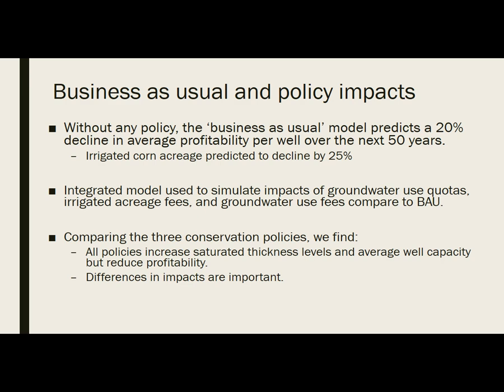Now, to assess the impact of alternative policies, we want to compare those policy outcomes to business as usual. In particular, I'm going to compare policies that implement quotas or water use restrictions, irrigated acreage fees, and groundwater use fees. The basic finding is that, yes, all three policies can be useful in increasing saturated thickness levels, but they all do have negative impacts on profitability. The differences between policies and between regions, however, are very important.